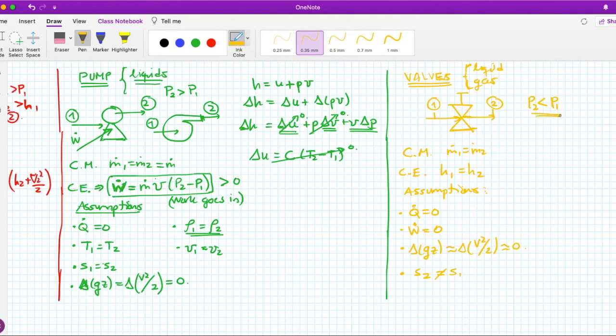Hey, what about the temperature? I don't know. You need to do problems in order to know whether the temperature is decreasing or increasing. But the basic idea is that you need to follow this rule that the enthalpy is not changing. So it wasn't too hard, right? We're going to use this to do problems regarding all these devices or machines.